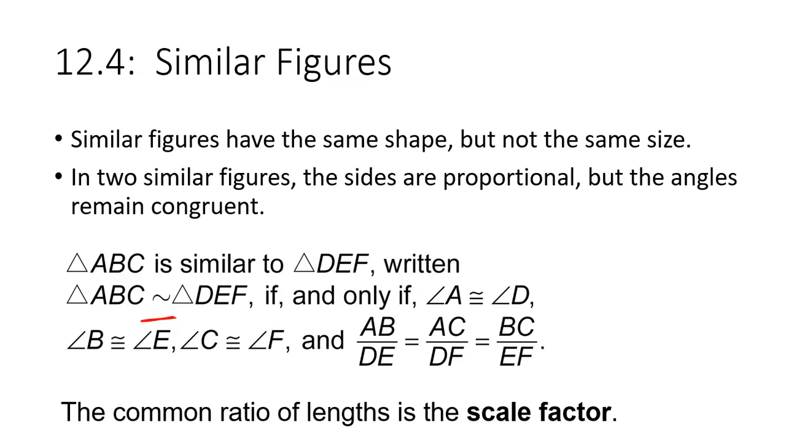All right, that common ratio of lengths is called the scale factor. So this thing here, whatever ratio that is, is the scale factor. It tells you how they're related to each other. So in those two rectangles that I drew before, depending which one you put first in your similarity statement, the scale factor would either be 1 to 4 or 4 to 1.